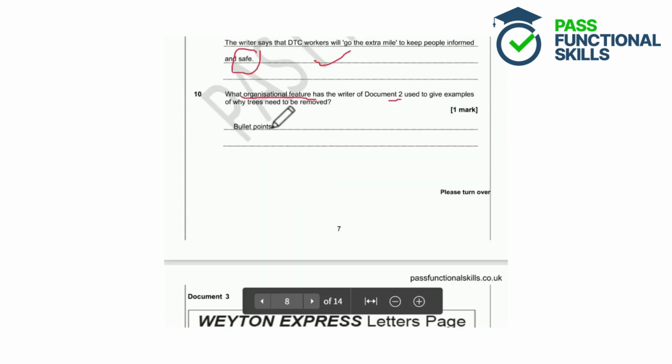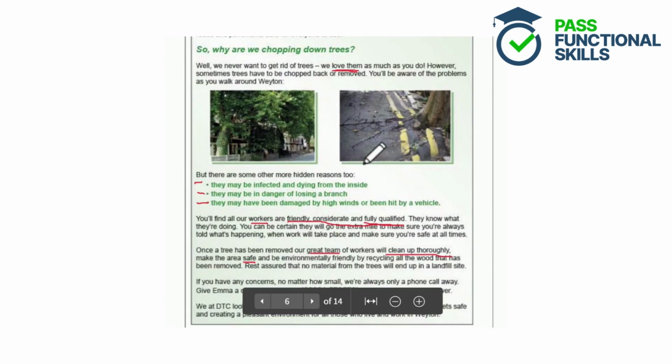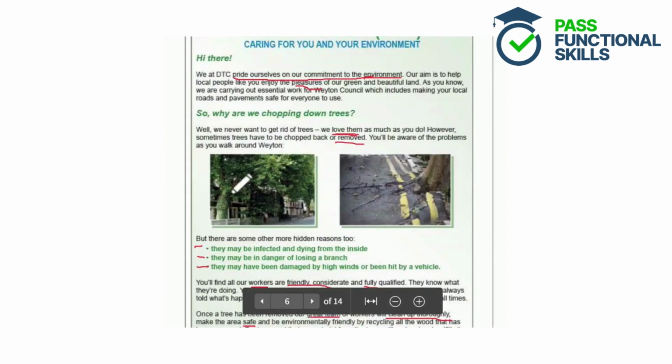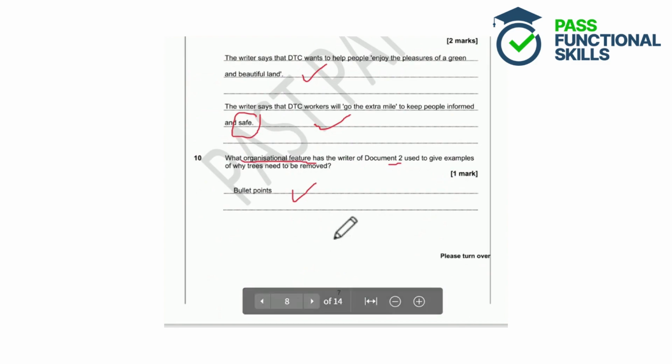So the answer here is bullet points, but let's have a look in the text as to where we can see that. We can see here that they're saying, but there are some other more hidden reasons too. And we can see up here that it's saying, however, sometimes trees have to be chopped back or removed. So these are reasons given as to why the trees need to be removed, and the organisational feature used here is bullet points. So we can say that is correct.